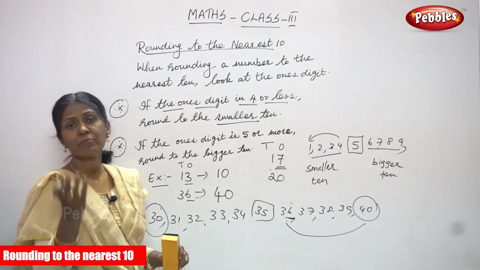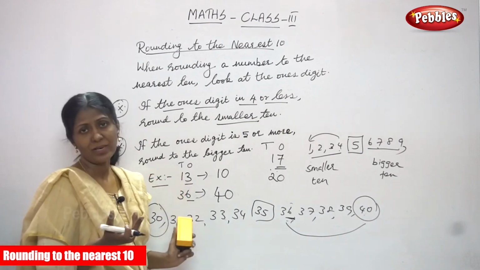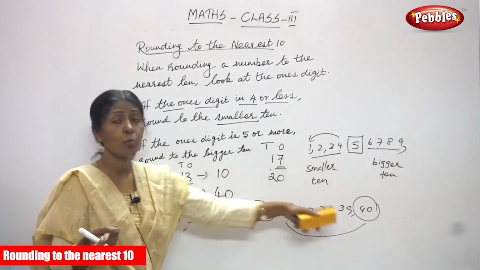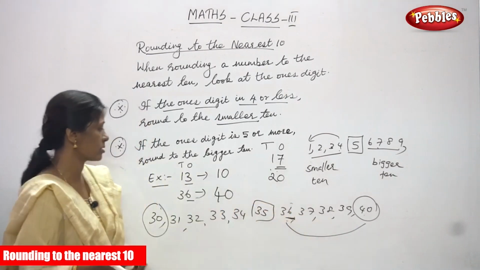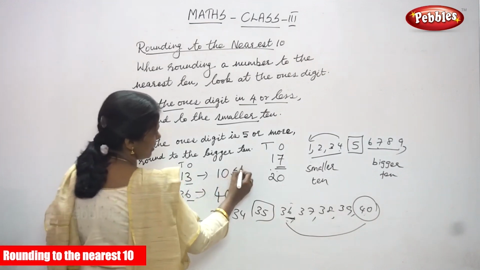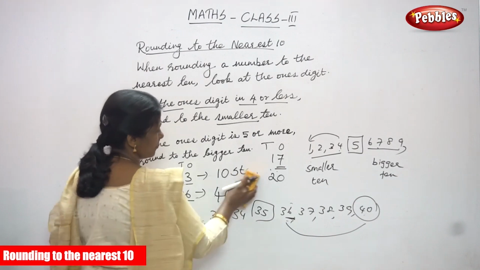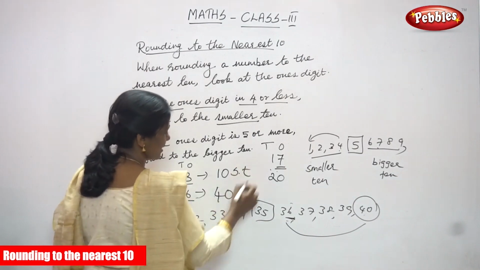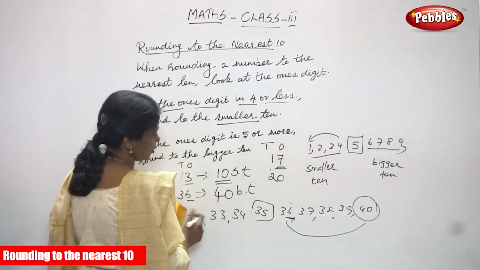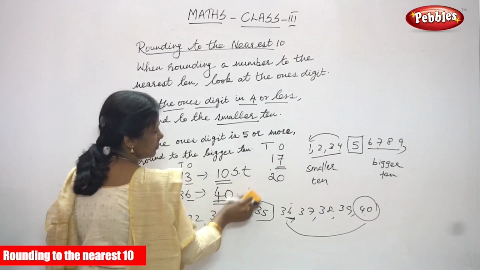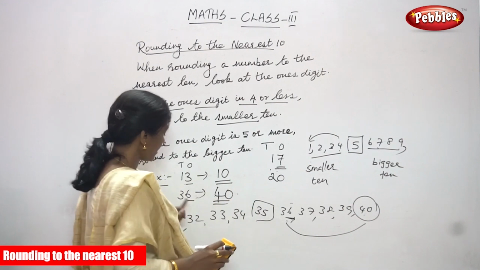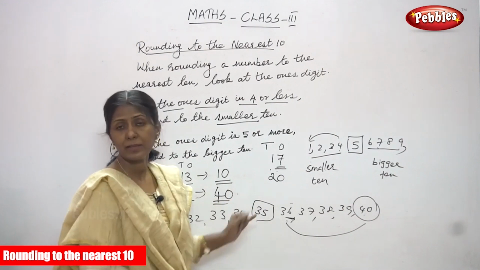So 4 or less means we round to the smaller 10. 5 or more than 5 means we round to the bigger 10. So the answer for this question is 40. For this question, 13 means smaller 10. S10 means smaller 10, and B10 means bigger 10. So the answers are 10 for this question and 40 for this question. For 13, the rounded answer is 10. For 36, the rounded answer is 40. I think you understand.